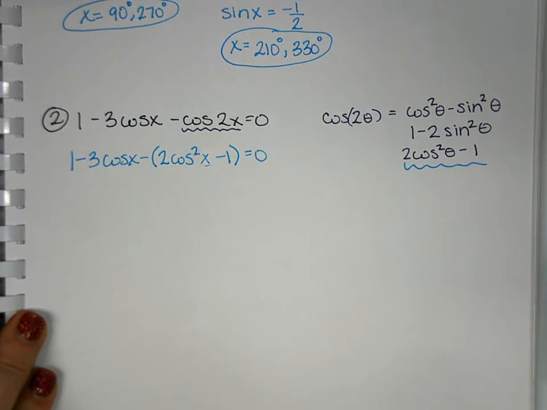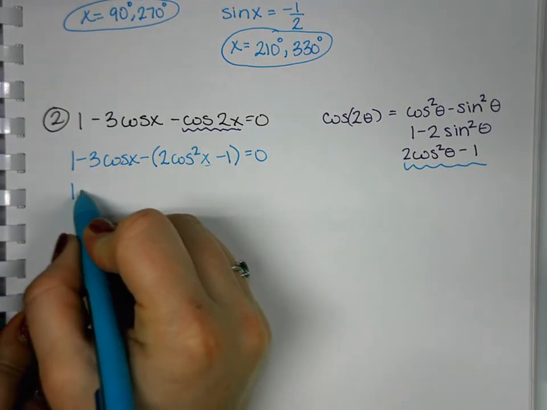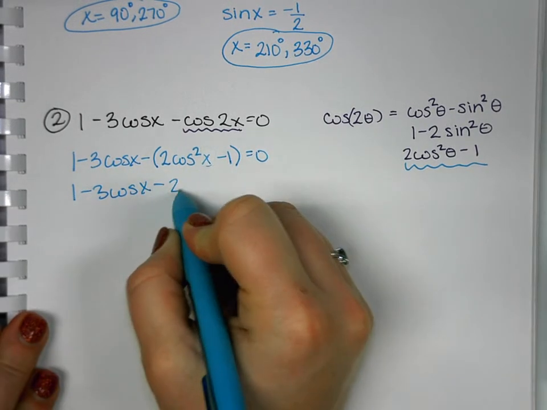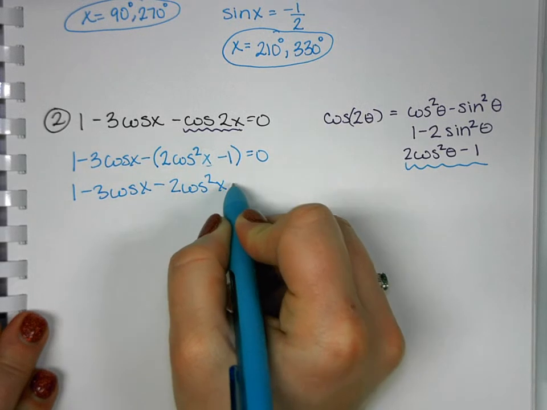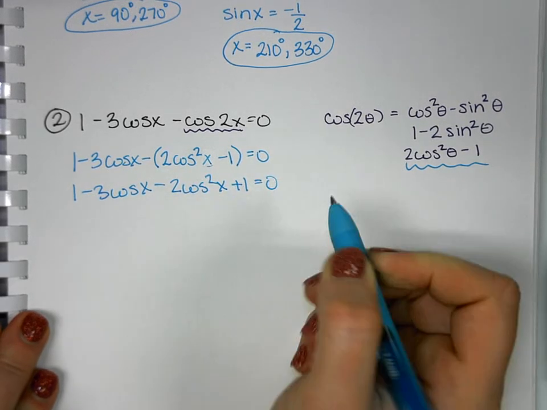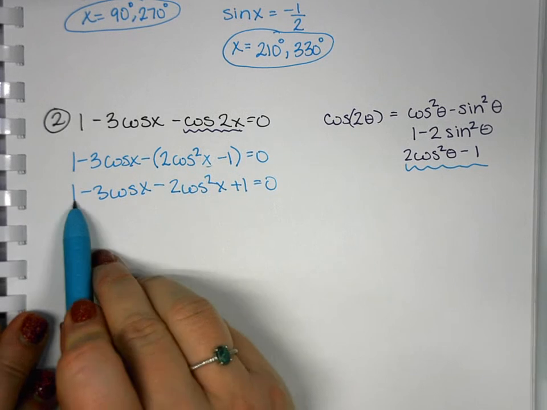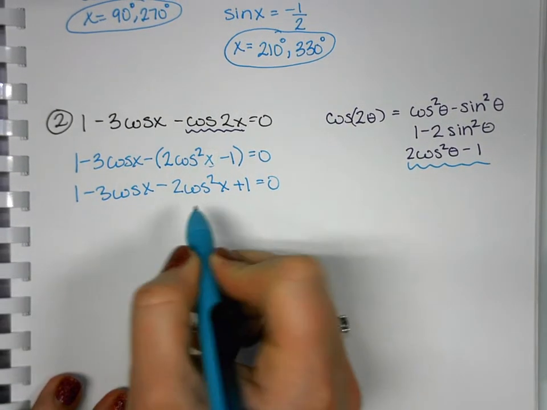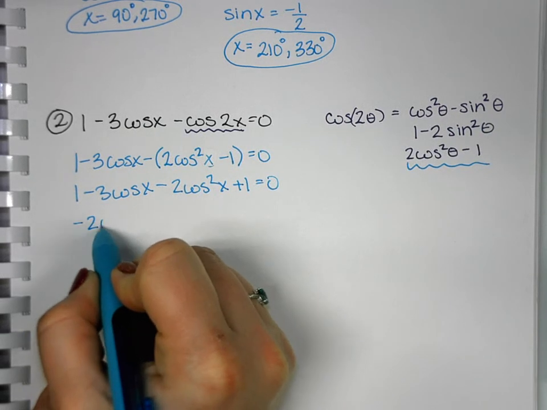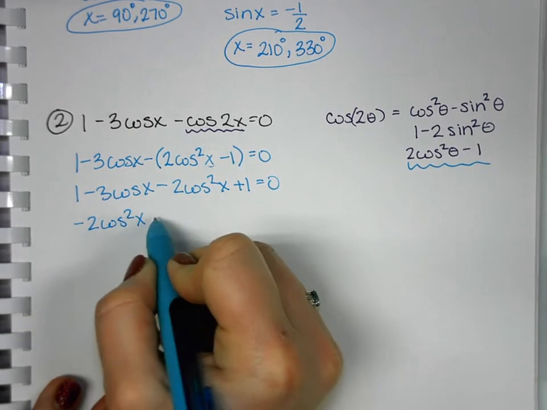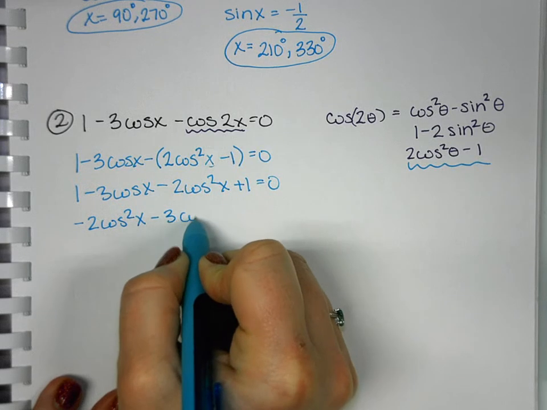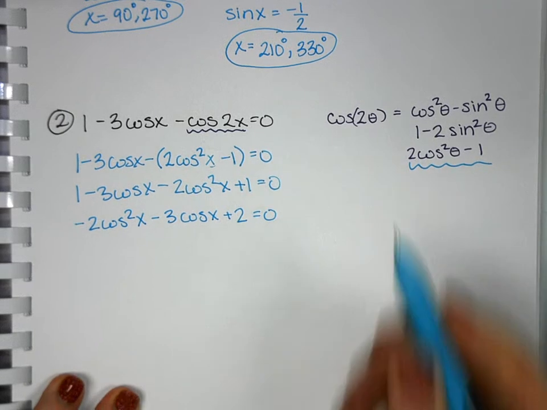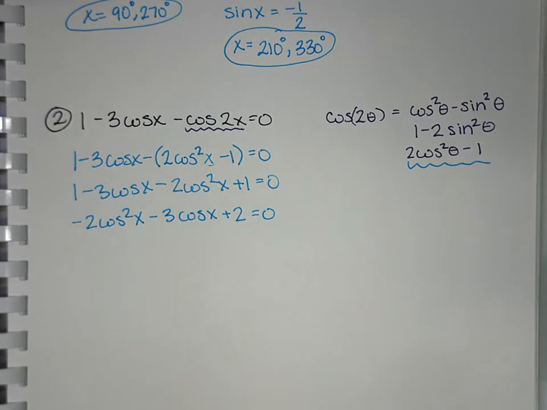So when I distribute the negative, I'll end up with 1 minus 3 cosine x minus 2 cosine squared x plus 1. I have some like terms I can combine, 1 plus 1. I'm also going to reorder this so that my cosine squared is at the front, my cosine is in the middle, and then my plus 2 is at the end. So by rewriting it, I've set it up to do a double bubble.